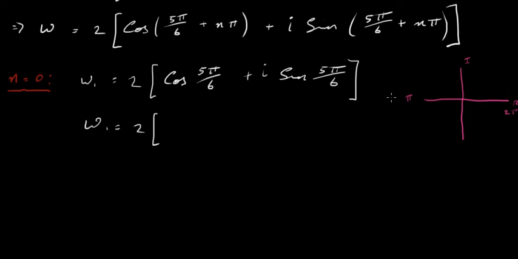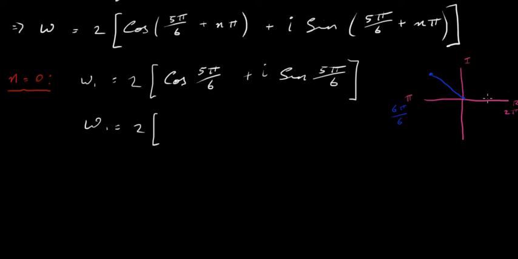Now, why do I say 6 pi over 6? Because 6 pi over 6 is just pi, so that's from here out to here. We want to go 5 pi over 6, so we've got to go 1 pi over 6 back. So our first angle here, our first root, or first argument really, is going to be 5 pi over 6.